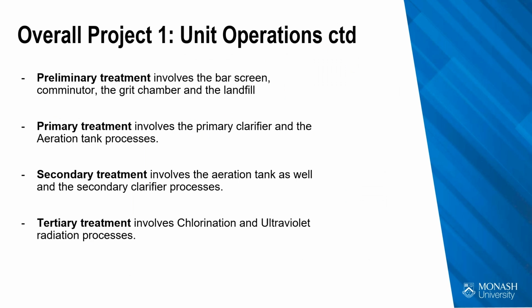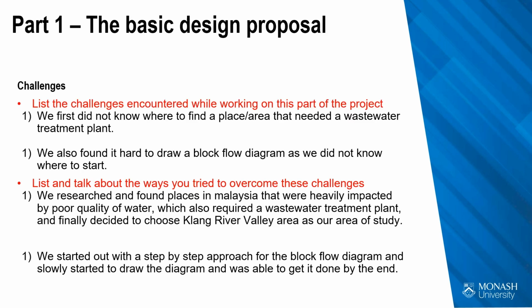This slide outlines the stages of wastewater treatment. Preliminary treatment involves removing large debris using bar screens, comminutors, grit chambers, and landfills. Primary treatment uses primary clarifiers and aeration tanks to settle and remove suspended solids. Secondary treatment further degrades organic matter with aeration tanks and secondary clarifiers. Tertiary treatment includes chlorination and ultraviolet (UV) radiation to disinfect and polish the water, ensuring it meets quality standards before release. Next, I'll discuss how we overcame the challenges of our basic design proposal.